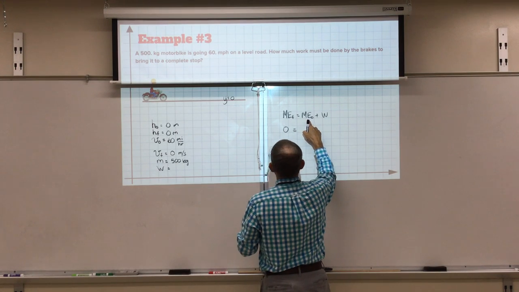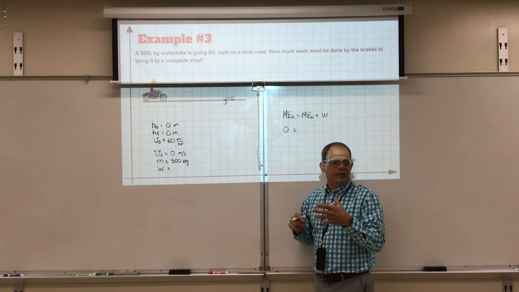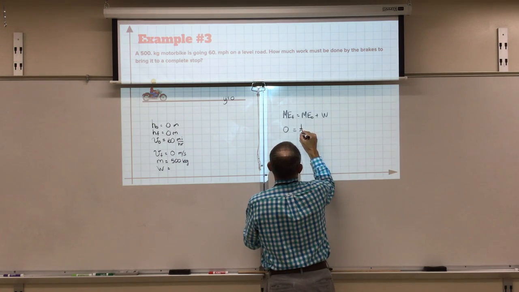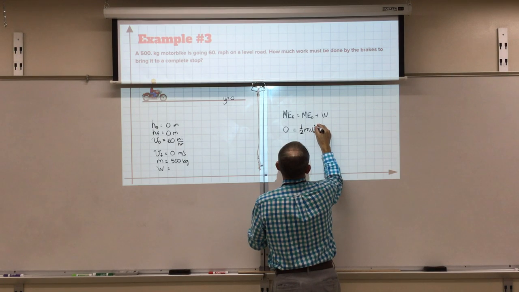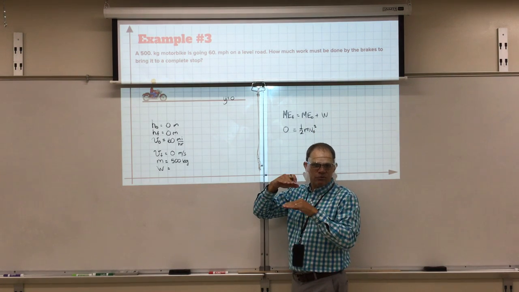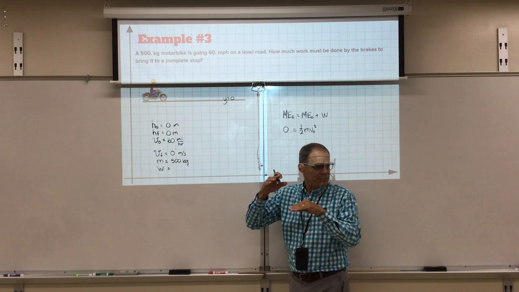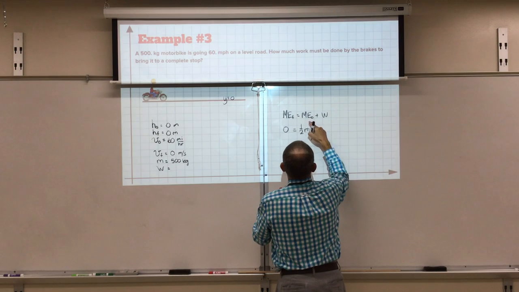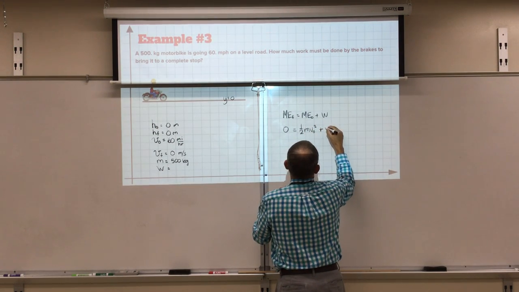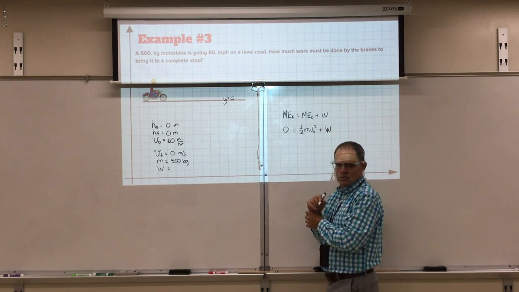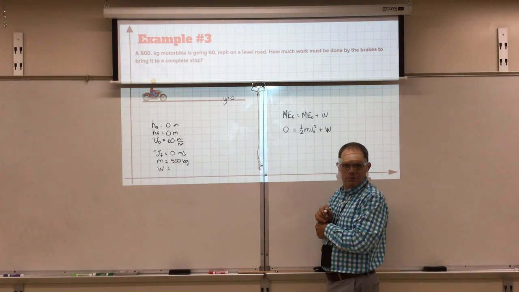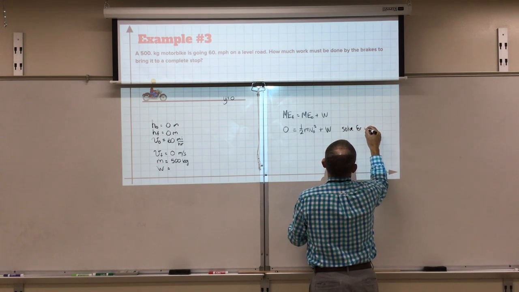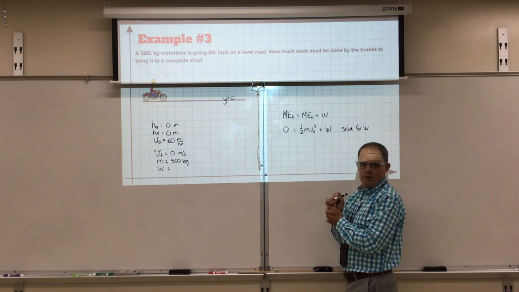That equals the initial mechanical energy. What kind of energy did it have at the beginning of the problem? Was it moving? It was. So it has kinetic, 1/2 m v initial squared. And was it above the ground initially? Was it on a hill going down or something? No, it was level ground, so there's no potential. So that's the initial mechanical energy plus the work. So that's our equation. And we are trying to solve for the work. This isn't too hard, right?